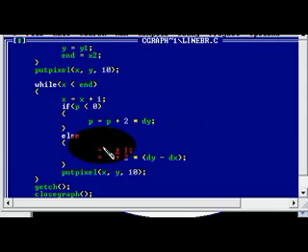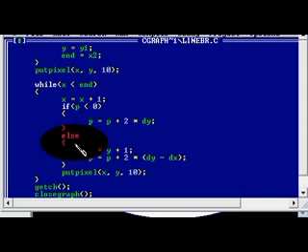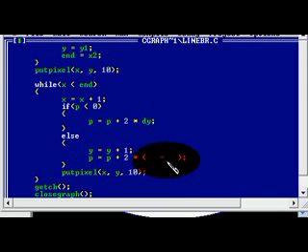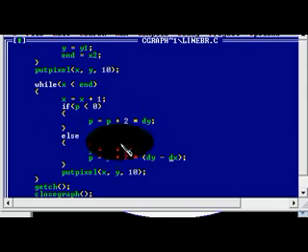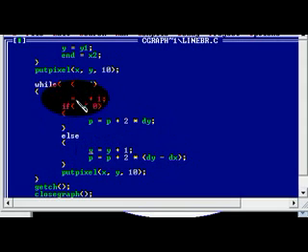Else, if this condition is wrong, if p is greater than 0, if it has a positive value, then y equal to y plus 1 and p equal to p plus 2 into the difference between the x slope and y slope, dy minus dx. So this decision factor p is critical, so that with the help of this value we are going to increment the value of y. Otherwise we are going to increment the value of x alone.